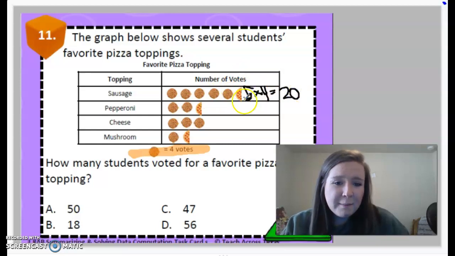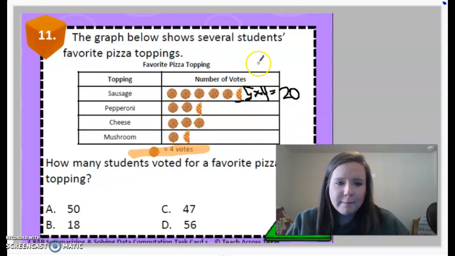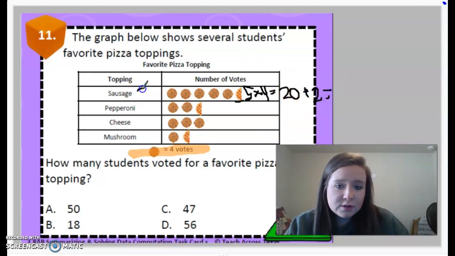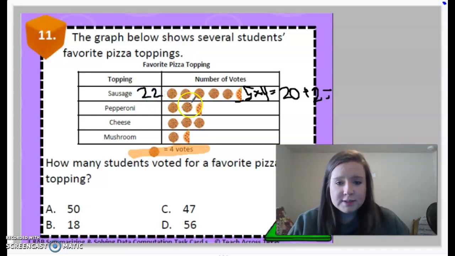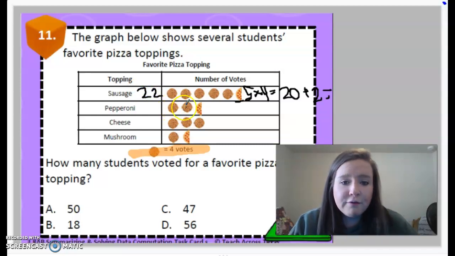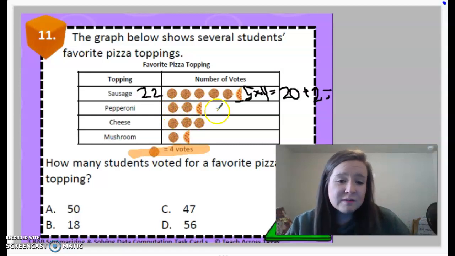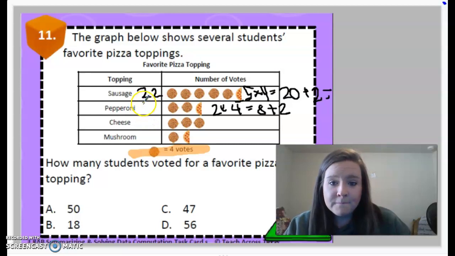5 times 4 equals 20, but we have this half a pizza that we have to remember. So plus 2 equals 22. So sausage has 22 votes, okay? Pepperoni, 4 and 4. I know that 2 times 4 equals 8, good job, plus 2, because we have a half a pizza. 8 plus 2 equals 10, okay?